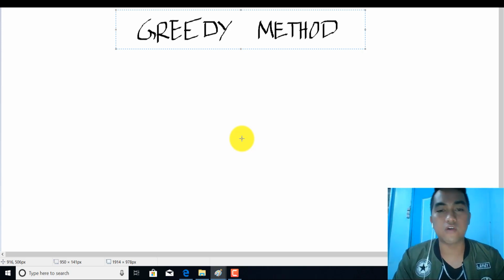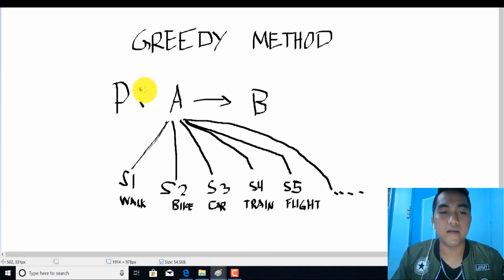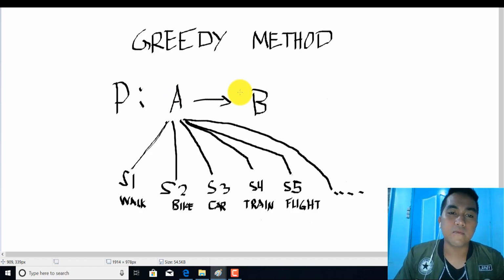The greedy method is for solving optimization problems. What is an optimization problem? It is a problem which requires a minimum result or a maximum result. Let's take for example, I have a problem P. In this problem, I have point A, and I want to travel from point A to point B. So this will be my problem.